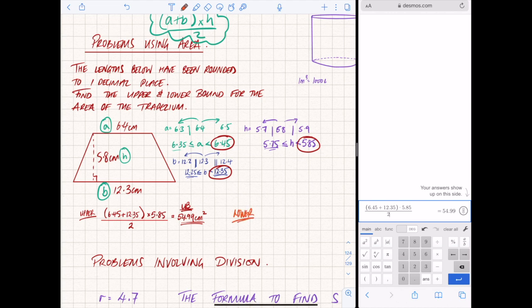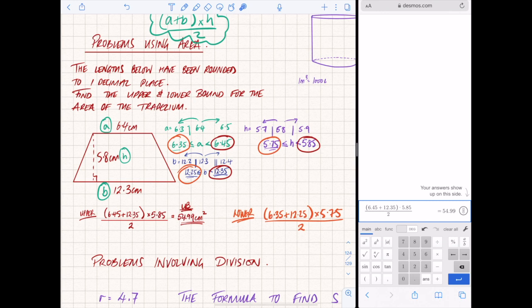So for lower here, I'm going to choose the 6.35, the 12.25, and the 5.75. And I'm just plugging in exactly the same A plus my B times by my height, all divided by 2. Just be really careful you haven't accidentally crossed yourself over.